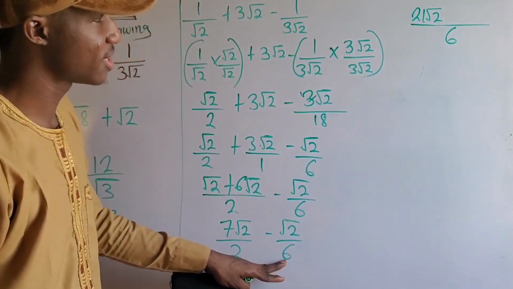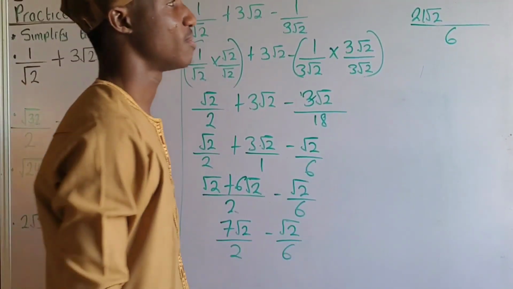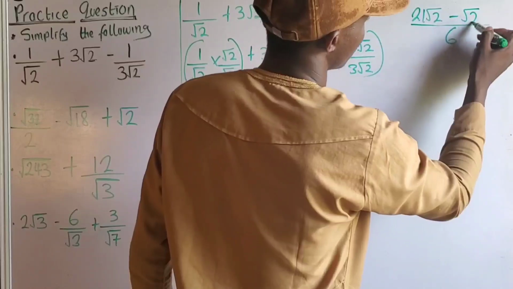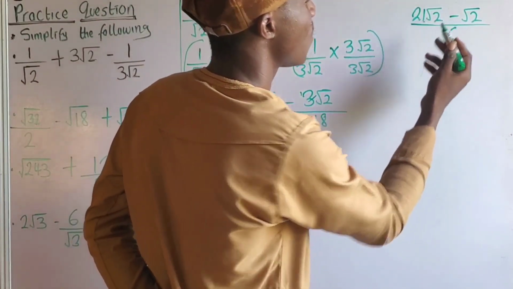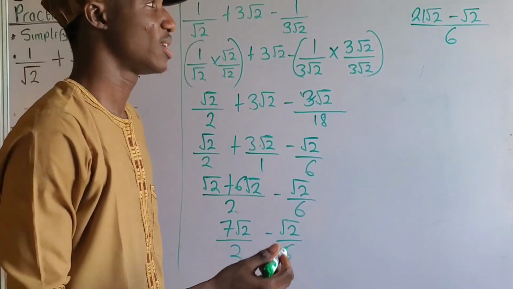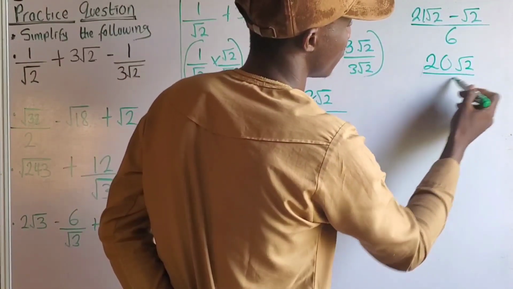Okay. 6 divided by 6, that is 1. 1 times negative root 2, that is what? Minus root 2. Okay. So for this, 21 root 2 minus root 2, that is what? 20 root 2. So I'm going to have 20 root 2 all over 6.